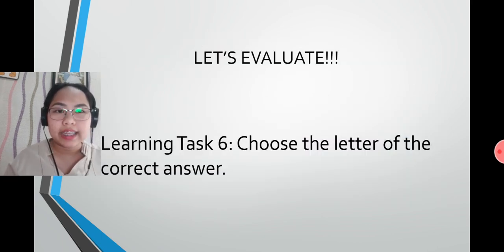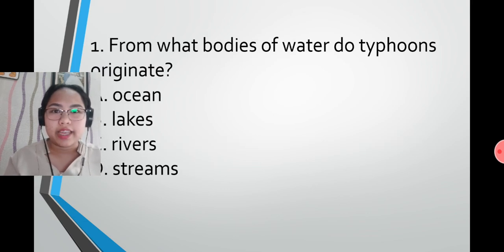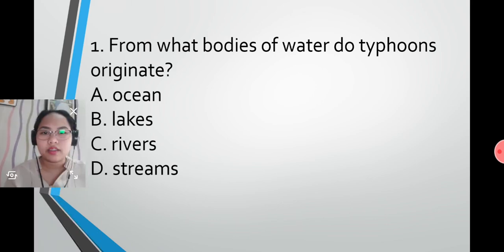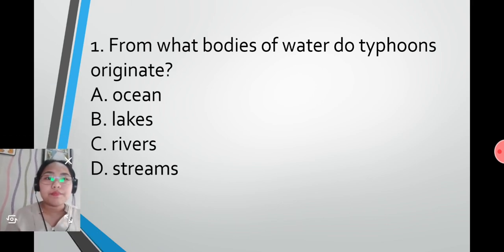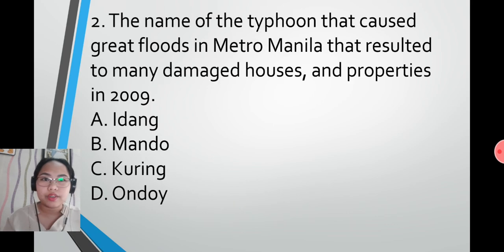Okay, now let us have the evaluation. For learning task number 6, choose the letter of the correct answer. So let us do this orally. Okay, number 1. From what bodies of water do typhoons originate? Is it A, ocean, B, lakes, C, rivers, or D, streams? Yes, your answer is ocean, letter A. Very good.